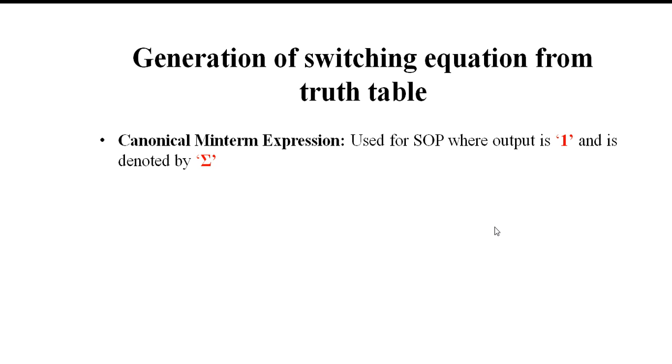And with that discussion, say these are the points. Say canonical min term expression, how are we going to write? Here we are using SOP. SOP means sum of product. Now the SOPs are written for output is one, and this canonical min term is to be denoted as sigma symbol.